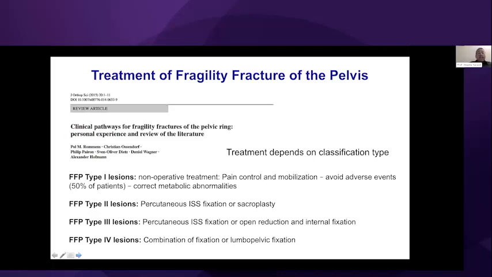Type 2, we fix the posterior fracture percutaneously, with percutaneous iliosacral screw fixation or sacroplasty. What about type 3? Again, if we can achieve closed reduction, we will proceed with percutaneous iliosacral screw fixation, or we may need to do open reduction. In type 4, we may apply again percutaneous transiliac transsacral fixation, and in complex cases, we may need lumbopelvic fixation.